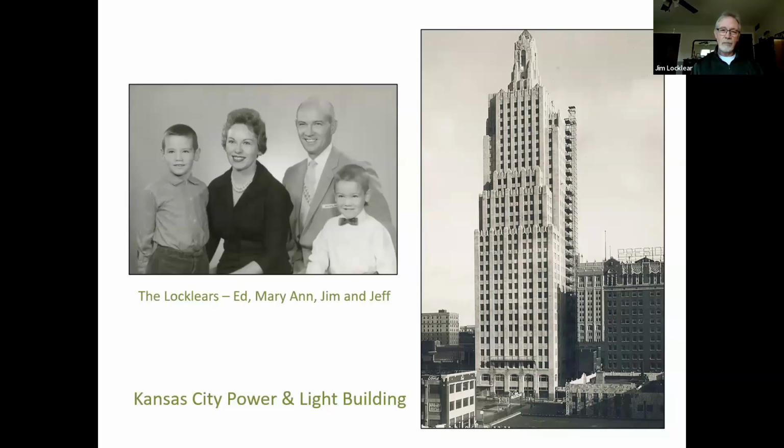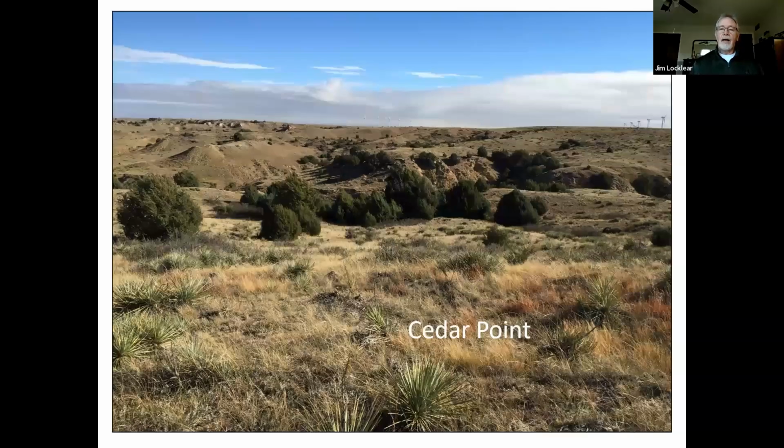I love this old photo of the family. I'm not sure why my brother got to wear the bow tie, but he really was adorable. So I have to give him that. But I grew up in Kansas City from the 60s through the 70s. And so that part of the watershed means a lot to me.